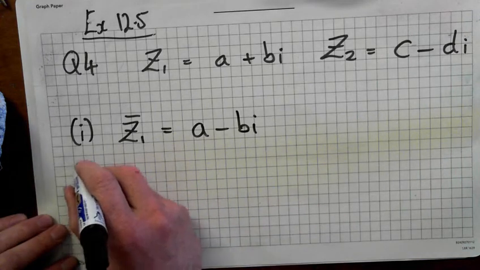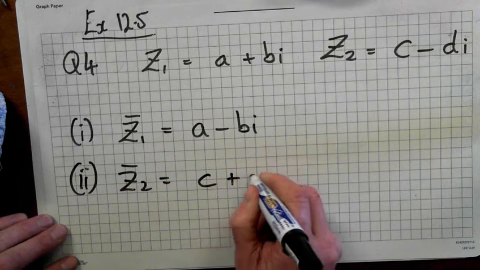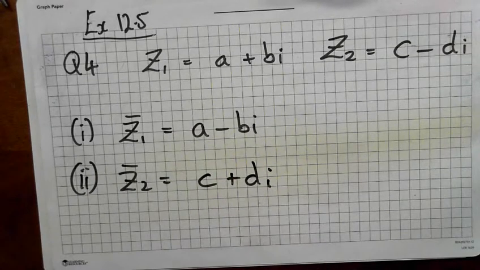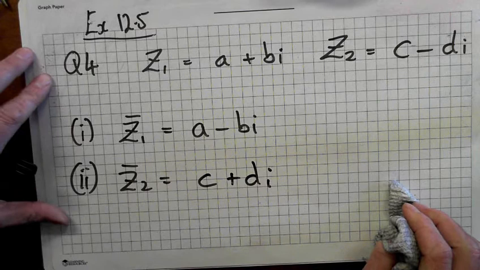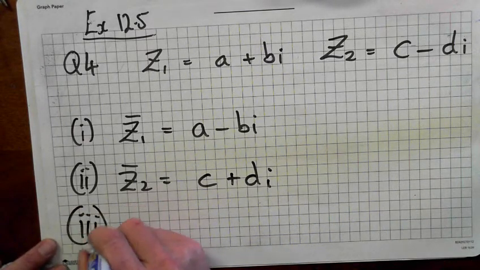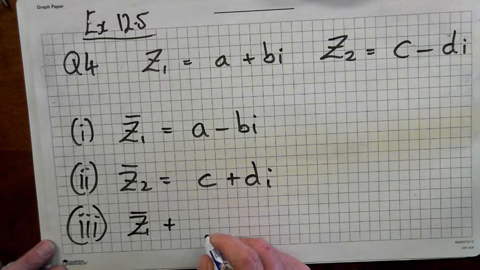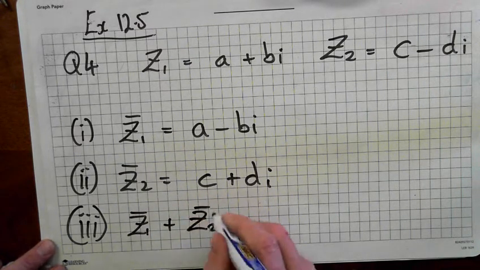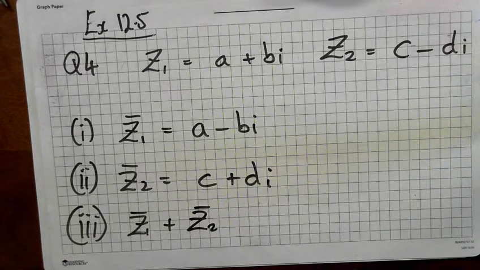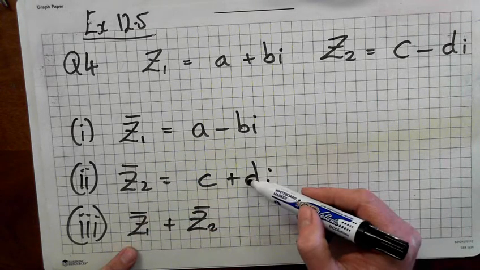Part 2, what's z2 conjugate? c plus di. Alright. Part 3. What's z1 conjugate plus z2 conjugate? Alright. Is that it? Yeah. So you add these two, z1 and z2.